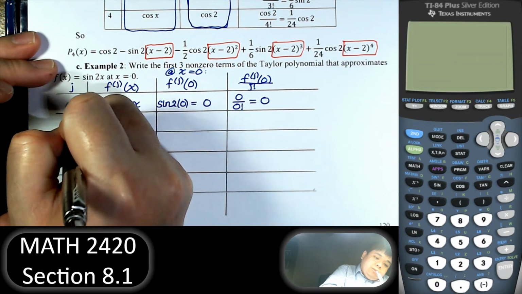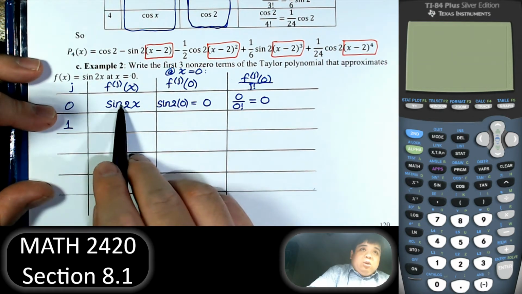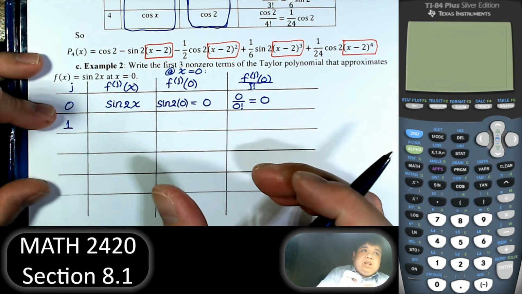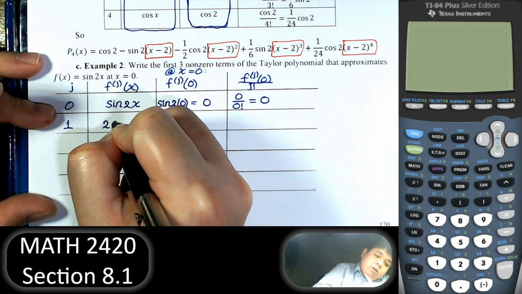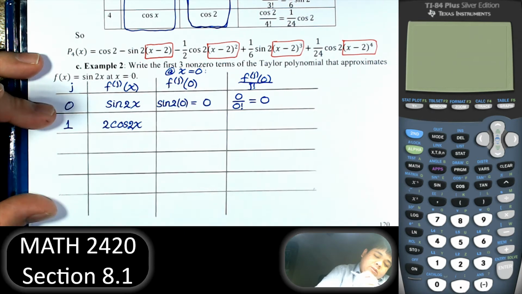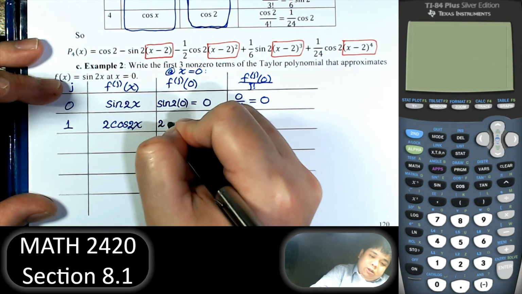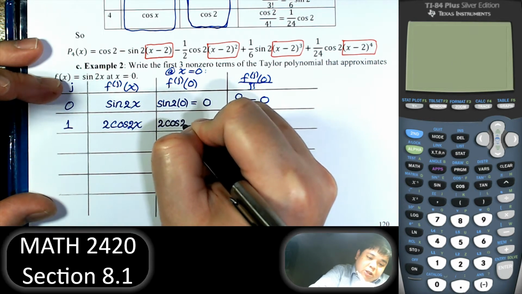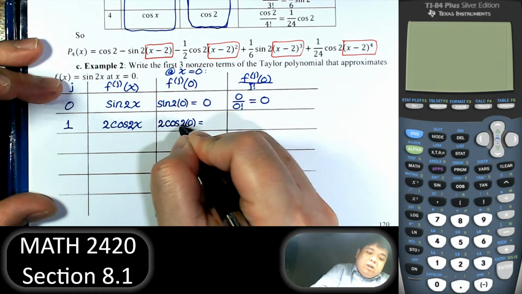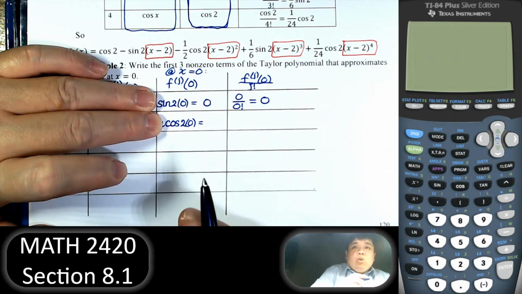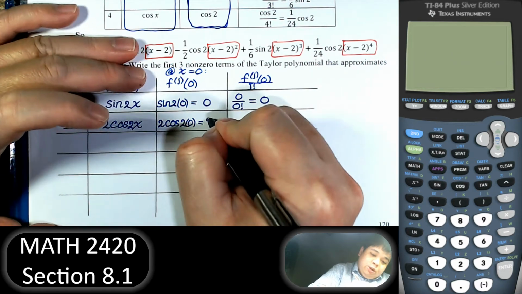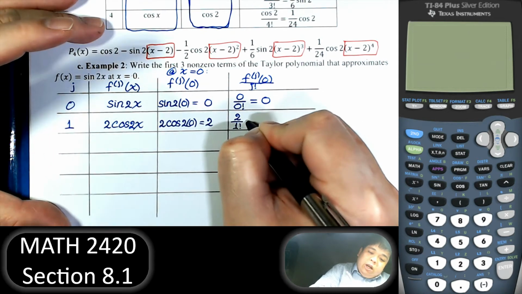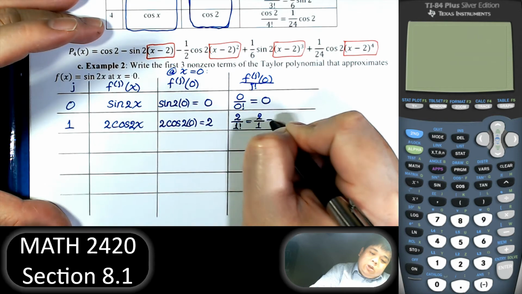Next, when j equals 1, we take the derivative. The derivative of sine of 2x is cosine of 2x times the derivative of 2x, which is 2. So this gives us 2 cosine of 2x. Then we have 2 cosine of 2 times 0. Cosine of 0 is 1, times 2 is 2. Then 2 divided by 1 factorial, and 1 factorial is 1. So we have 2.